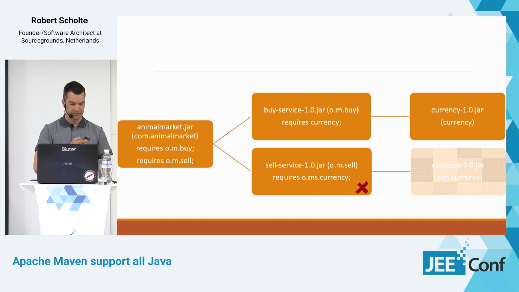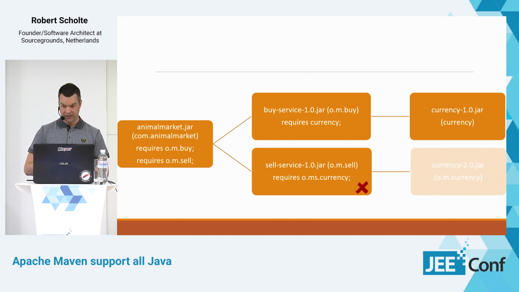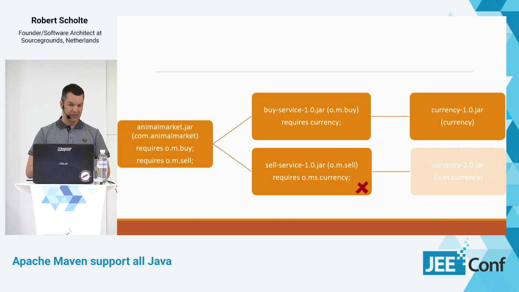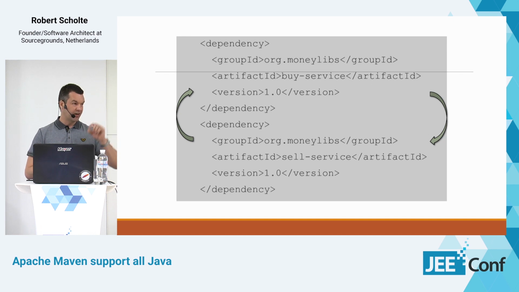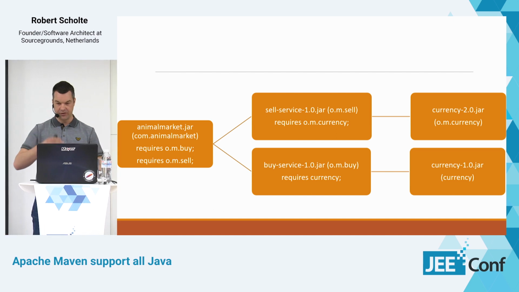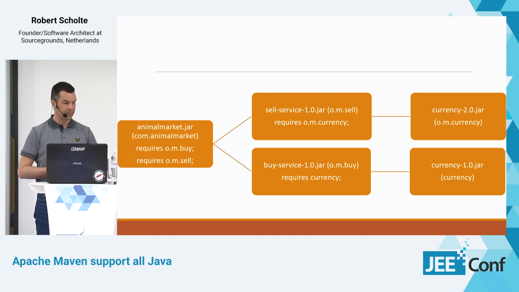And this won't compile, because the sell service requires this module with the name org.modularity.currency, and it doesn't exist anymore, because only the currency module is on the module path. And there's nothing you can do about this, just by depending on these libraries from our animal market project, there's nothing you can do. Well, we could try one thing, and we could try to switch the buy and the sell service. So now the graph looks like this. So now we have the sell service on top, and that also means that currency 2.0 is on top.